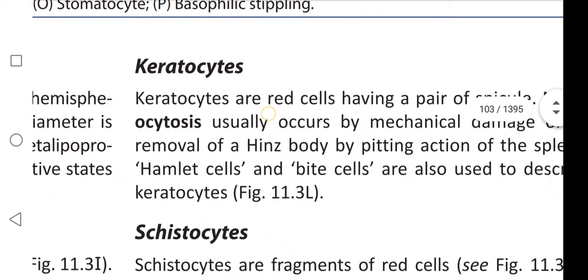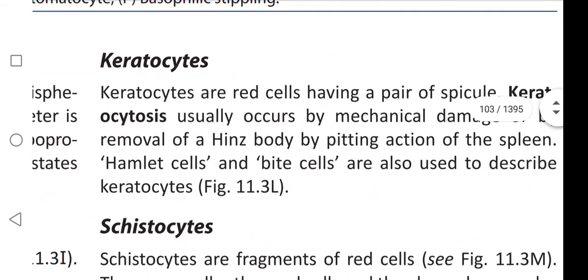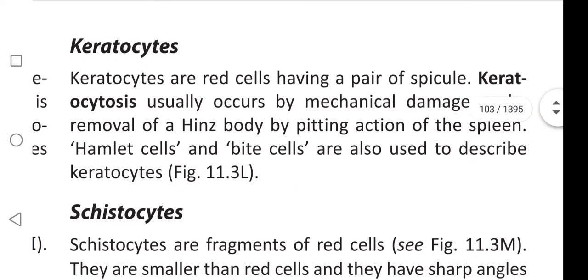Next one is keratocytes. Keratocytes are red cells having a pair of spicules. Keratocytosis usually occurs by mechanical damage or by removal of a hinged body by pitting action of the spleen. Helmet cells and bite cells are also used to describe keratocytes.